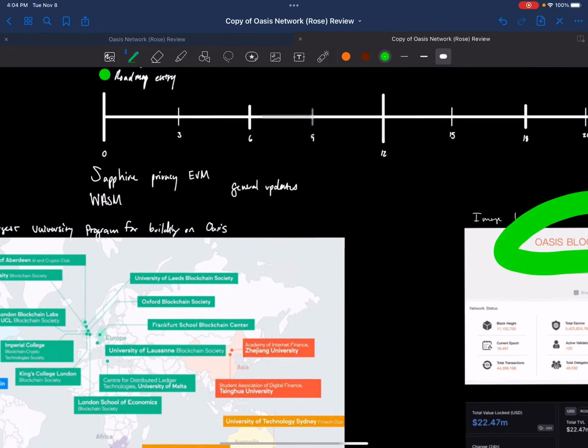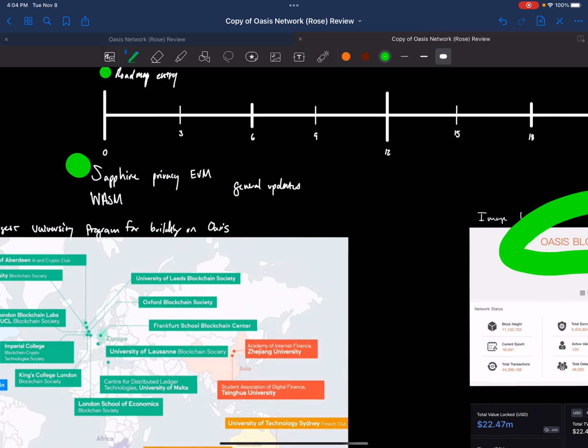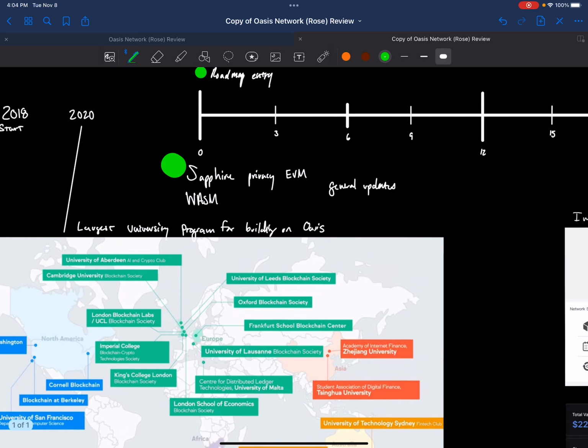The good things on their roadmap are this at Fire. I think it's live or close to being live. WASM. Basically, the privacy component of an Ethereum virtual machine, that's very good. That could potentially bring on some traction to this blockchain.